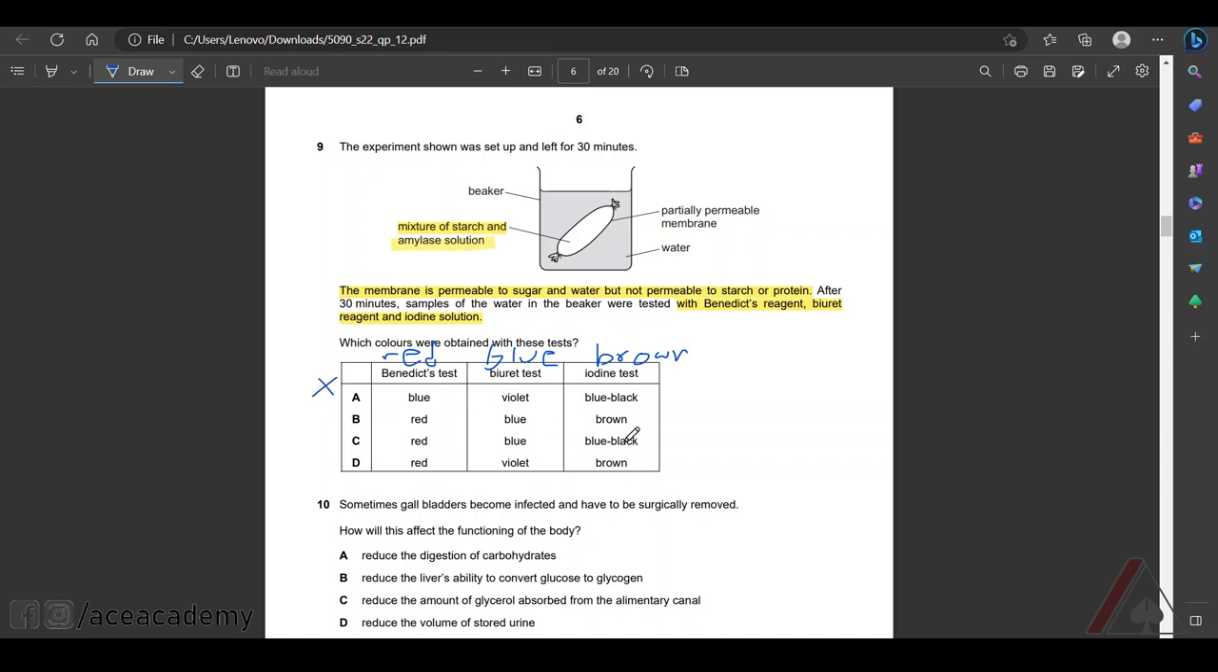For B, B could be our answer. But let's look at the other ones. In C, iodine turns blue-black, so no, it's ruled out as well. And in D, biuret produces purple reagent, so no, it's also wrong. So our correct answer for this one should be B.